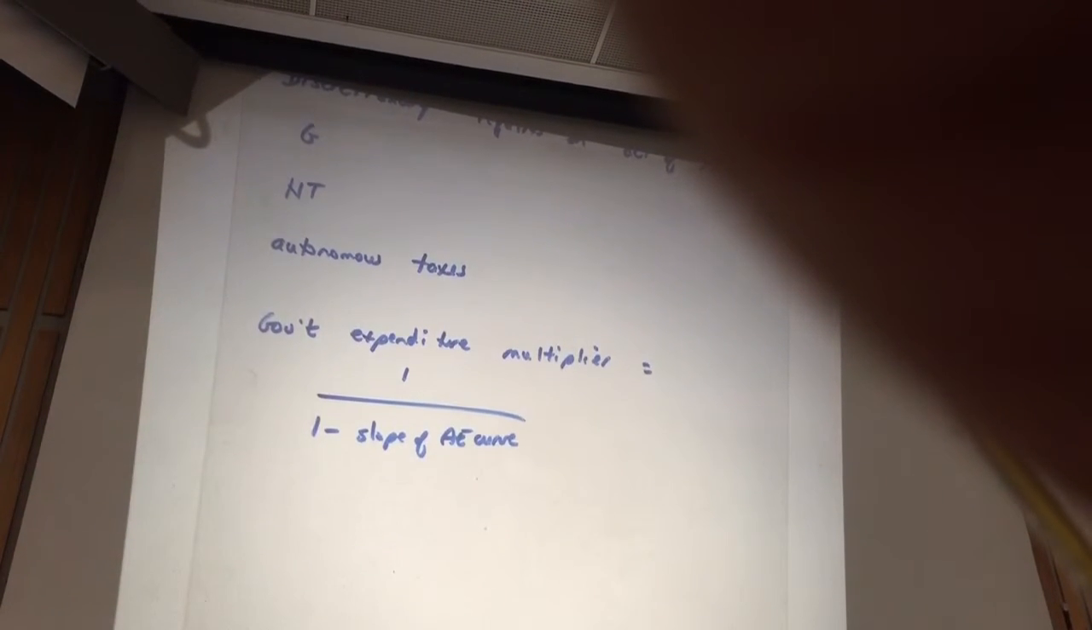First of all, if taxes increase, what happens to consumption expenditure? Taxes increase, consumption expenditure decreases. So the autonomous tax multiplier is going to be negative. An increase in taxes decreases GDP. A decrease in taxes increases GDP. So the tax multiplier is negative. First of all, that's it.